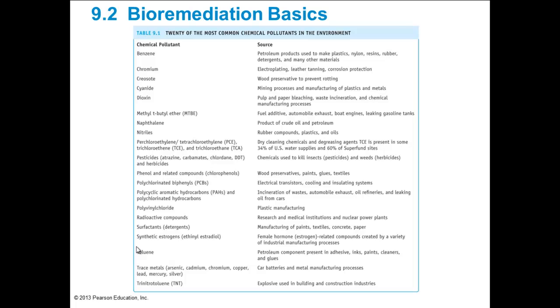And here's a long list of contaminants. Each one of these has to be handled individually. Some of these, like benzene, are organic contaminants, and they're more difficult to break down in the environment. Others are heavy metal contaminants, like chromium. What are some others? Trace metals: arsenic, cadmium, chromium, copper, lead, mercury, and silver.